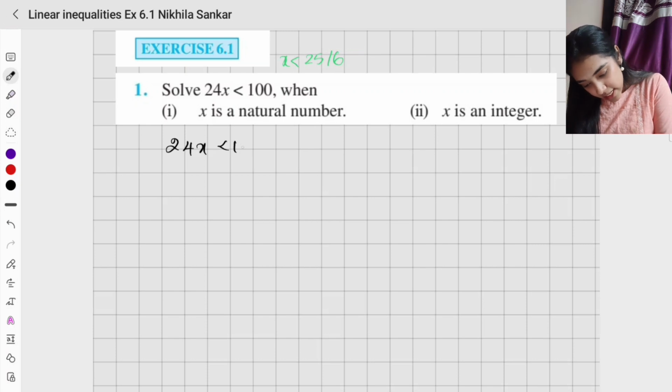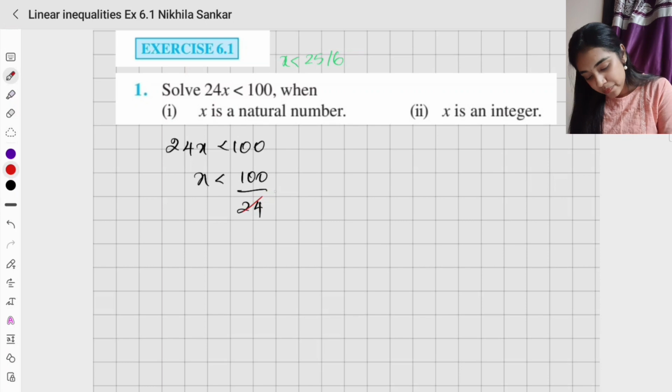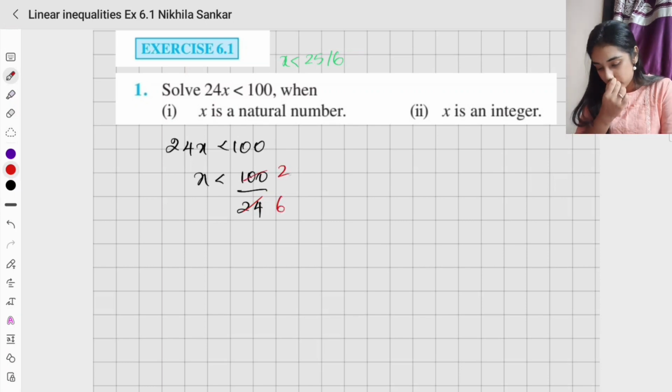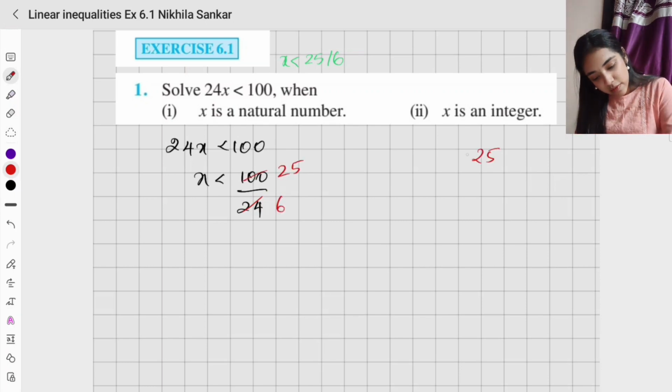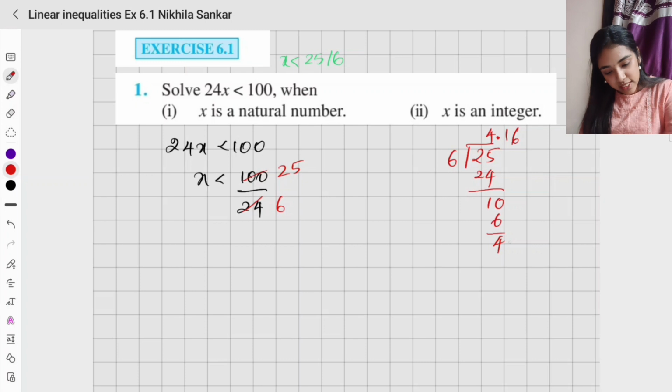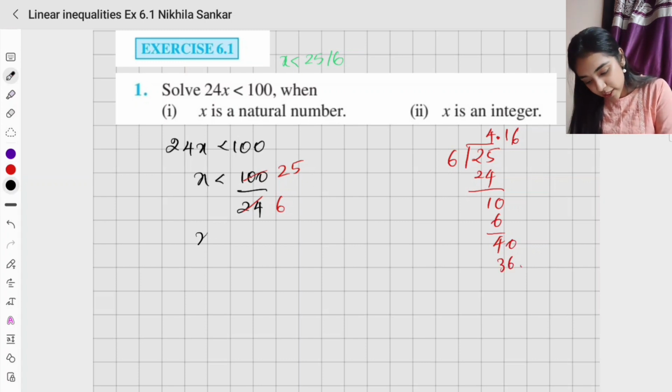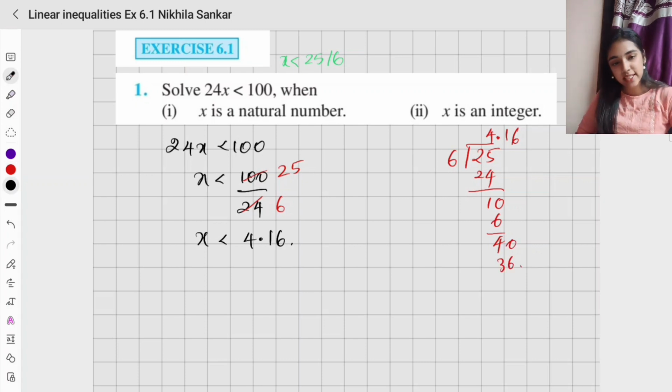So I'll have 24x less than 100. x is less than 100 divided by 24. What happens when I simplify? 4 6s are 24, 4 2s are 8, 4 5s are 20. 25 divided by 6, which is going to give me 6 4s are 24, 1, 0, 6 1s are 6, 4, 6 8s are 48, 6 7s are 42, 6 6s are 36. So it is going to keep going like this. So my x value is going to be less than 4.16. So x is less than 4.16.